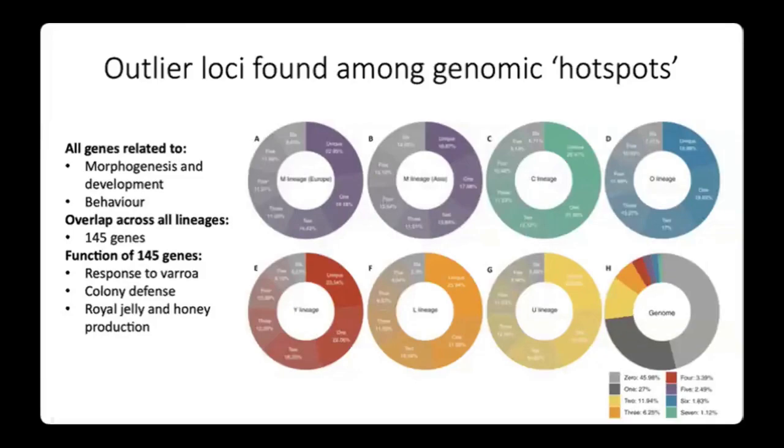However, what's even more interesting about SNPs under selection is that although each of these SNPs is distinct to a particular lineage, we find that their distribution was concentrated among a relatively small set of genomic hotspots. So more specifically, there were about 145 genes that contained at least one outlier SNP that was common across all of the honeybee lineages we looked at. Some of these genes have been found to be associated with things like response to varroa, colony defense, and the production of royal jelly and honey.